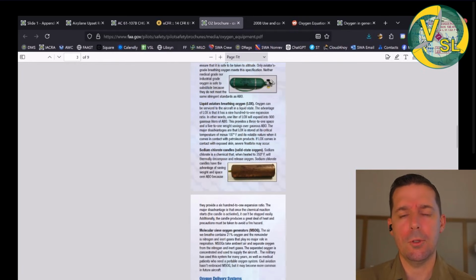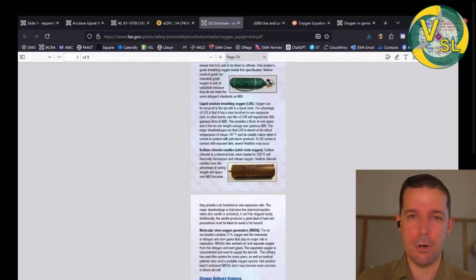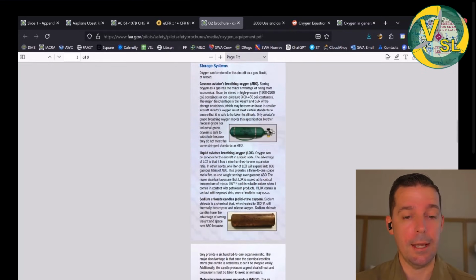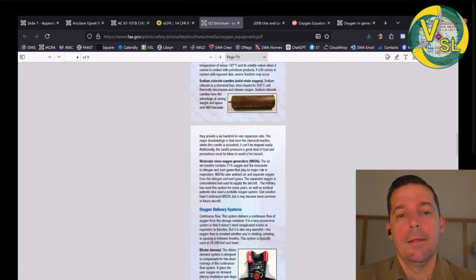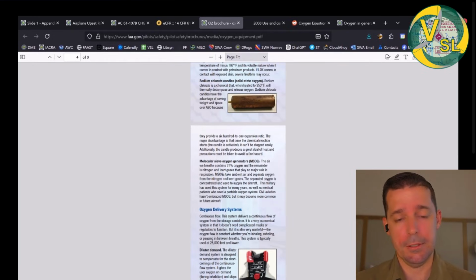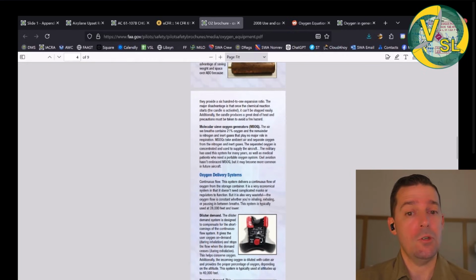There are some sodium chlorate candle solutions for general aviation, but they're emergency oxygen generators. They're not primary like we're going to be talking about. We're primarily going to be talking about the compressed gas option that was the first one. And then probably the second least common one that you might run into, if you're a military aviator, is the MSOG, the molecular sieve oxygen generators. So it's basically taking the ambient air and separating the oxygen out of it, and 21% or so of our air is oxygen.